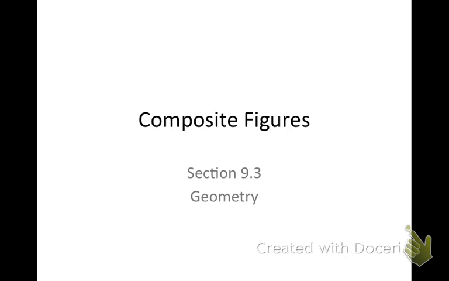All right, today we're going to talk about composite figures, section 9.3. Composite figures are not exactly easy figures, but kind of made up of a bunch of smaller figures put together, or a bigger figure with smaller figures taken away. They're not perfect shapes though. So, composite figures, section 9.3.